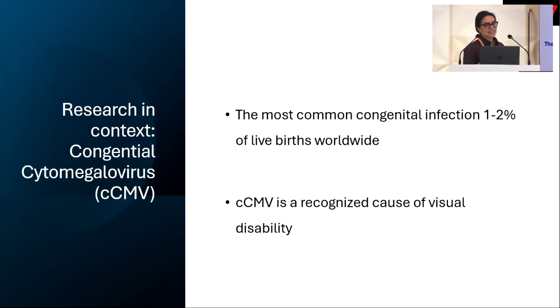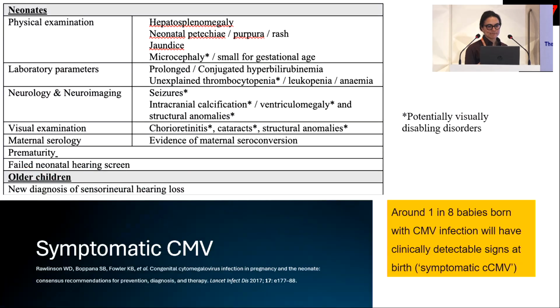So in context, congenital CMV is the most common congenital infection. It affects 1 to 2% of live births worldwide, and we know that there is a higher rate in lower income countries. Congenital CMV is recognized as a cause of visual disability. So in this work, we looked to divide congenital CMV into patients who have symptomatic CMV and those who are asymptomatic.